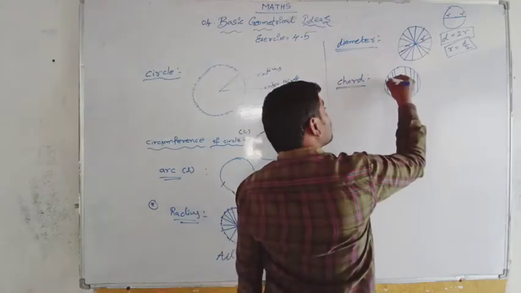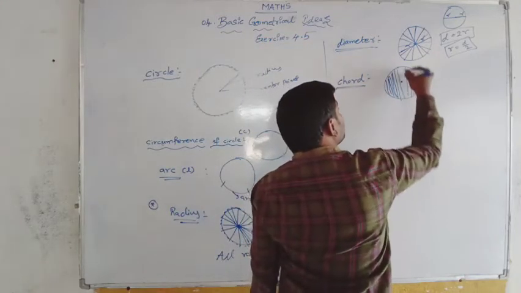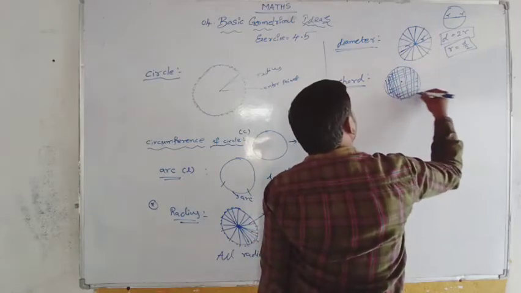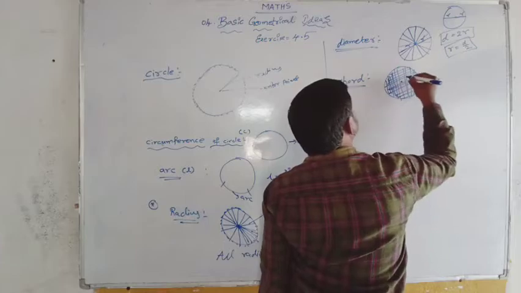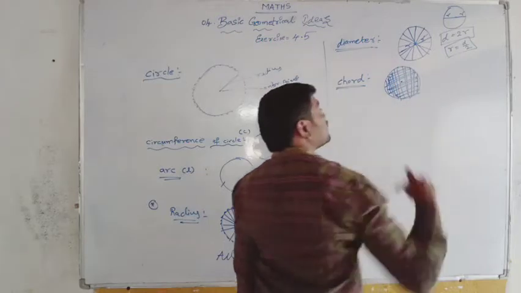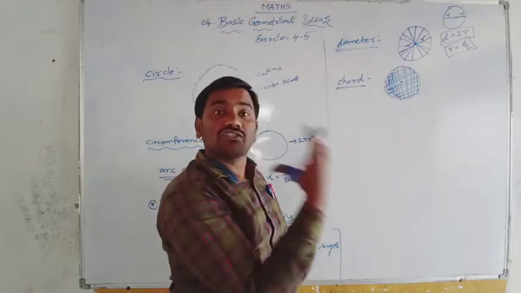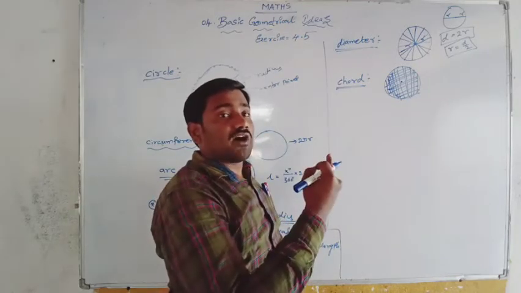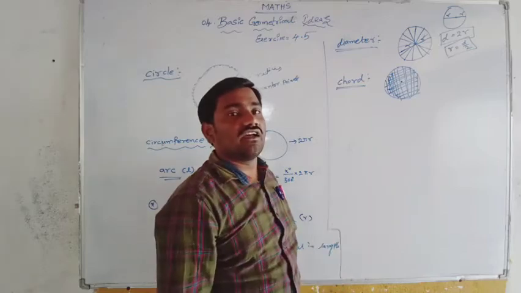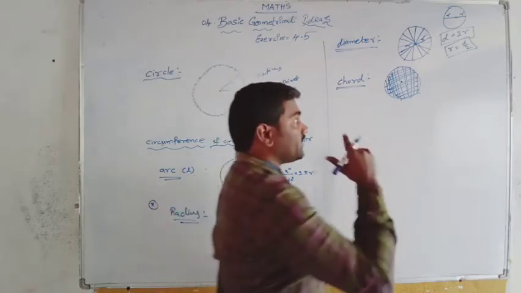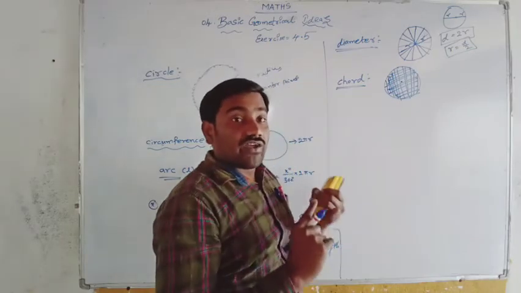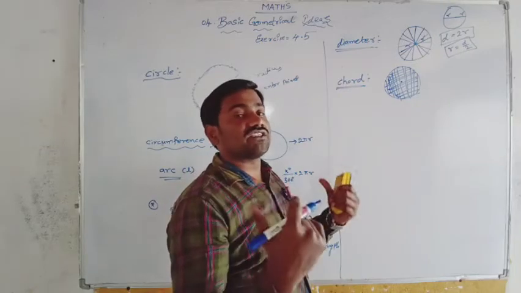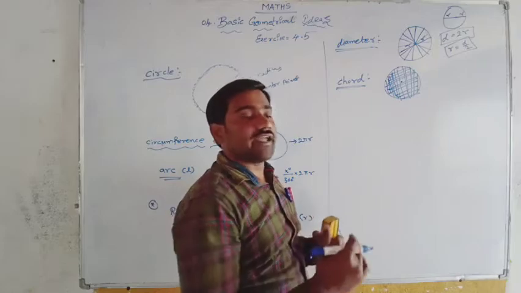How many chords can we draw? Infinitely many chords. See that all these line segments are touching the circumference of the circle at 2 points, but they are not passing through the center point of the circle. If a chord is passing through the center point of the circle, then it is known as a diameter. If a chord is passing through the center point and touching the circumference at 2 points, it is known as a diameter.